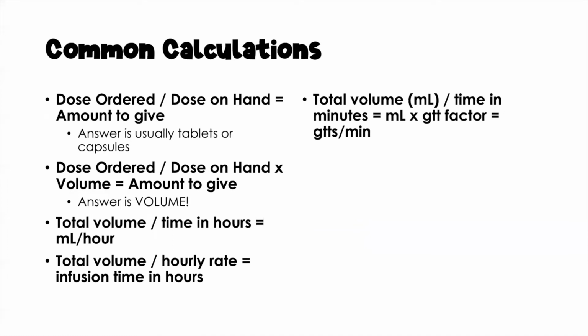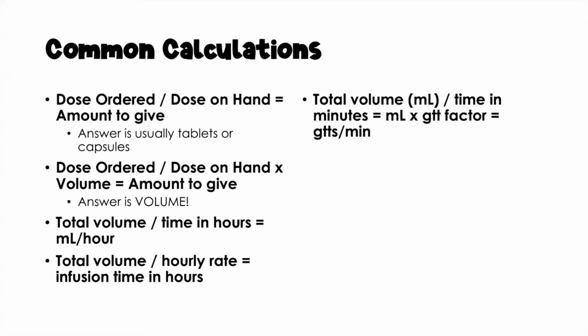Now, what I have on the screen are 5 very common calculations. Only 4 of them we're going to go through today, again, because this is a fundamentals conversation. So dose ordered divided by dose on hand will give you the number of tablets or capsules that you need to administer. Dose ordered divided by dose on hand times volume will give you the amount of milliliters that you need to either inject or give your client orally.